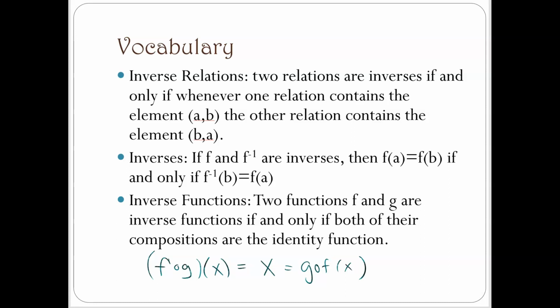If f and f inverse, and we read f to the negative 1 as the inverse, are inverses, then f of a will equal b if and only if f inverse of b equals a. Two functions, f and g, are considered inverses of each other if and only if both of their compositions are the identity function. The identity function is x. And we know function composition is f of g of x and g of f of x.